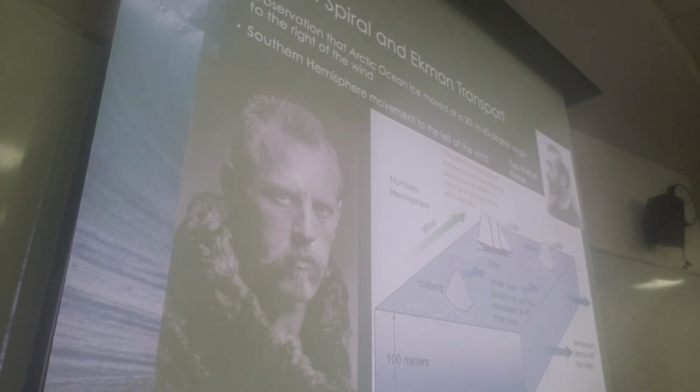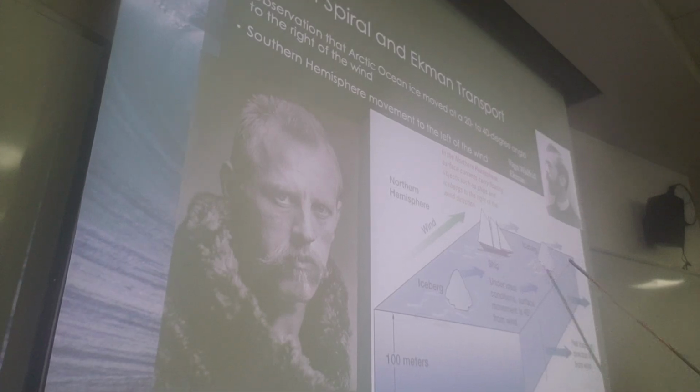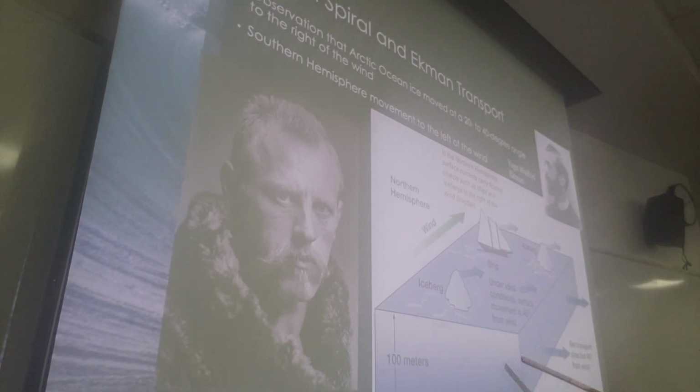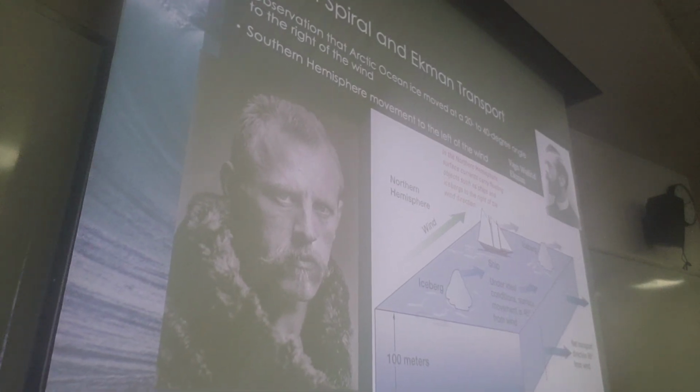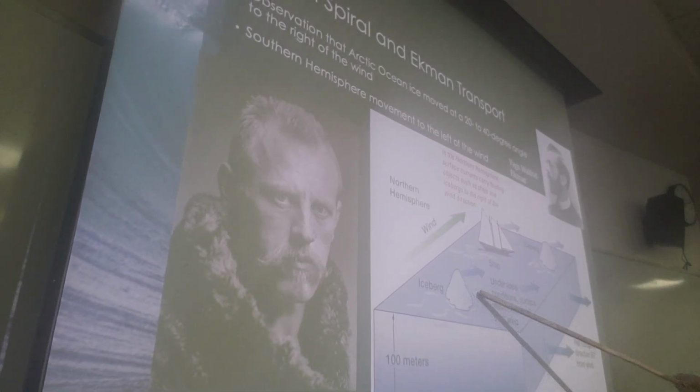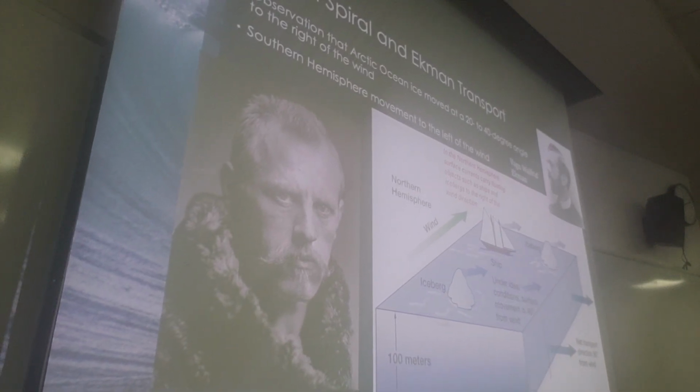So the original observation was that they were on this boat, an oceanographic research vessel, and they were looking at ice and the movement of the ice. And what they found was, rather than the ice drifting directly in the direction of the wind, which is what everybody would expect, they actually drift at an angle. So they drift somewhat to the right of the direction of the wind. And that's again attributed to the Coriolis force.